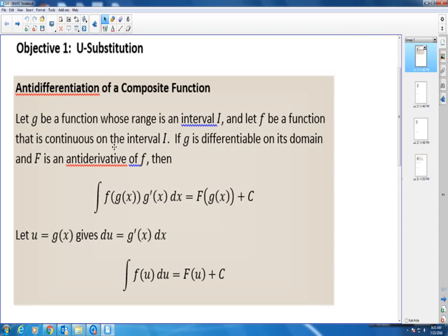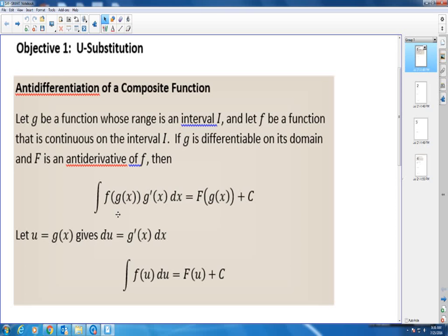So let's say we have a function g whose range is in the interval I. Then let function f be continuous on the interval I as well. If this function g is differentiable on its domain, and capital F is the antiderivative of the function lowercase f, then the integral of the composite function f of g of x times g prime of x will equal the antiderivative capital F of g of x plus c. So inside the antiderivative function you have the function g inside of it.